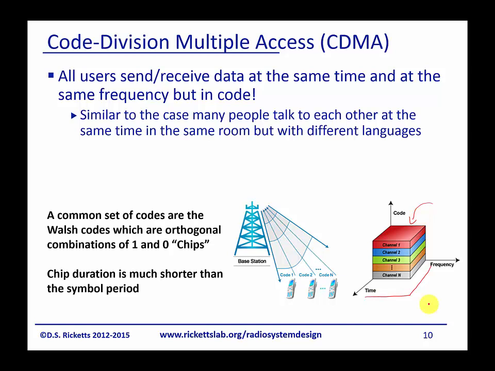These codes are combinations of ones and zeros, and a Walsh code is a common type of code that is used, and they call these codes chips. And the chip duration is usually much smaller than a symbol period. You can go out there and Google Walsh codes and chips if you want to learn more, but the basic idea is there's a specific coding that we're using to code up each one of these.